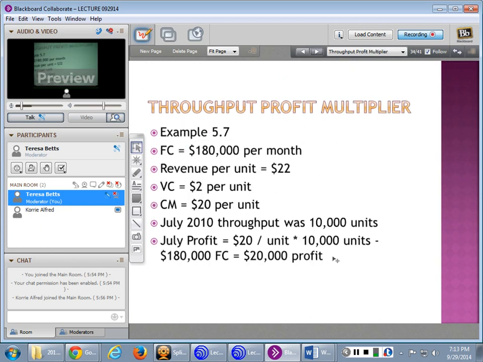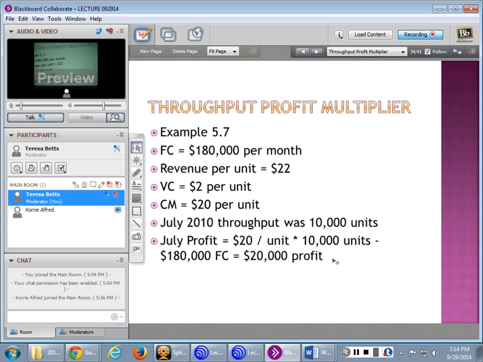Example 5.7. Consider a process with the following economics of operation. The fixed cost of owning and operating the resources amounts to $180,000 per month. The revenue is $22 per unit, and the variable cost is $2 per unit. So our contribution margin is $20 per unit. In July 2010, the throughput was 10,000 units, and so our profit was $20 per unit times 10,000 units minus our fixed costs, which gives us $20,000 in profit.